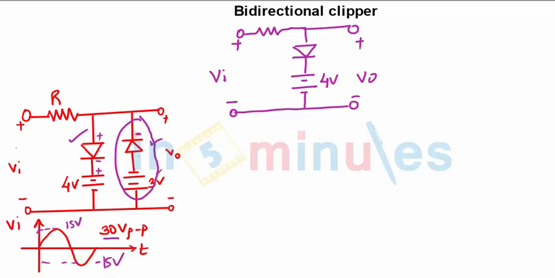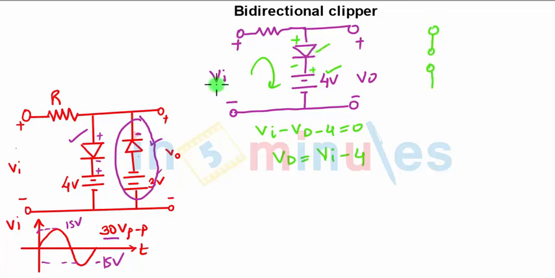negative half cycle. Now when you apply KVL in this part, it will be VI minus VD minus 4 is equal to 0. So the voltage across the diode is VI minus 4. So until and unless we are overcoming 4 volts. Why? Because this is reverse biasing the diode. Positive is applied to the negative terminal of the diode. So the diode is nothing but an open circuit. So whatever VI is applied, you are getting at the output.